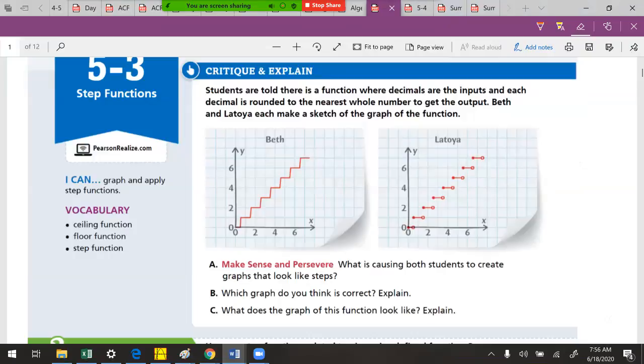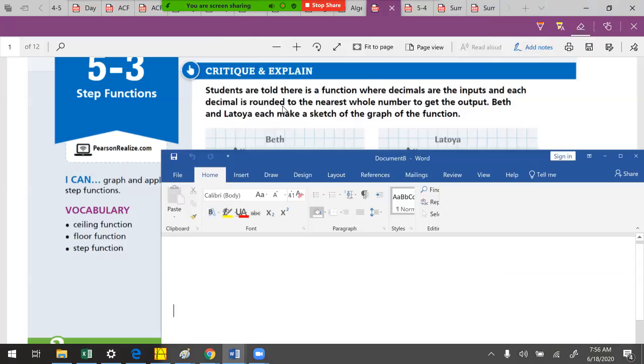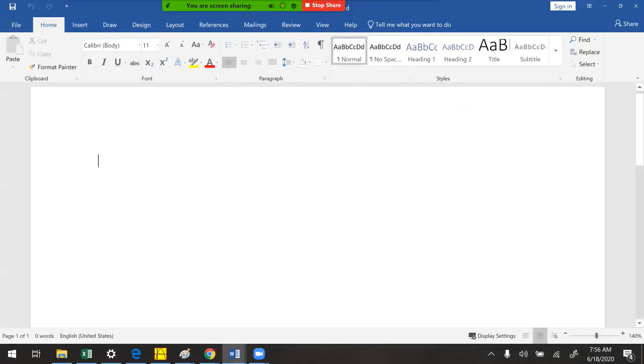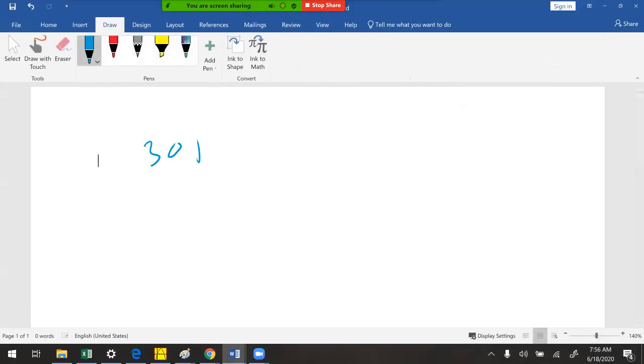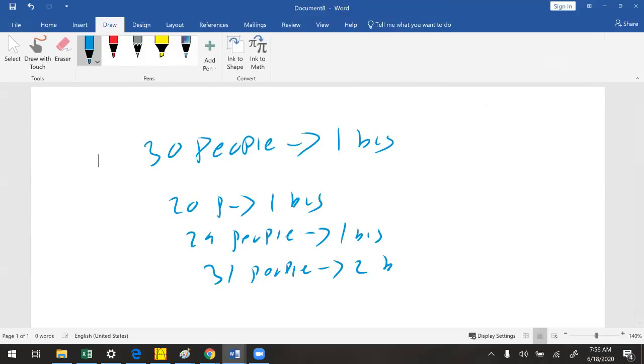When we talk about buses, okay, let's talk about buses real quick. Let me pull up a whiteboard / Word document, okay? And this will talk about what I mean in particular. Let's say, for example, you have 30 people per bus. So 30 people will have one bus. So if you have 20 people, one bus. 29 people, also one bus. What do you have with 31 people? Well, that's too many people, because that's more people than the buses that you need. So guess what? You need 2 buses.